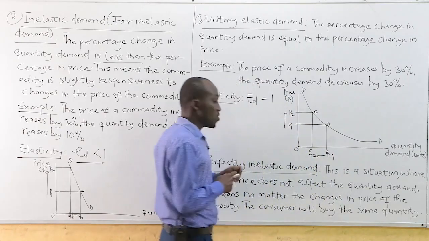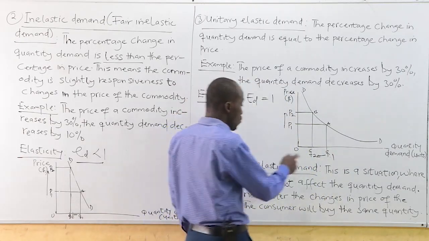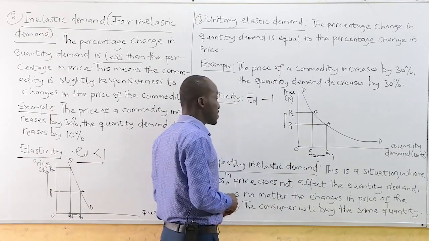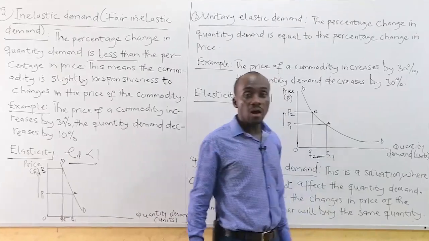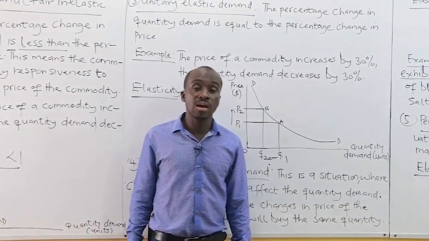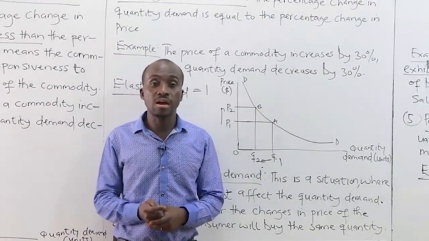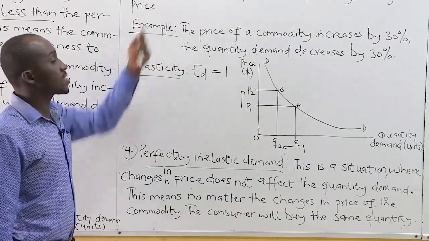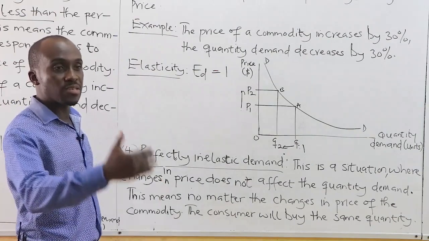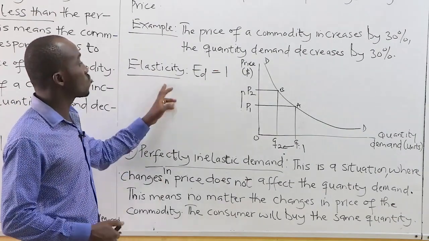And the price moved to P2, and the quantity has moved to Q2. Looking at the distance from here to here, and then from here to here, they are the same. If you draw it together, it will be almost the same, because you are using a graph sheet. So the fourth one, with unitary elasticity, the percentage change in price is equal to the percentage change in quantity demanded, and then elasticity is equal to 1.